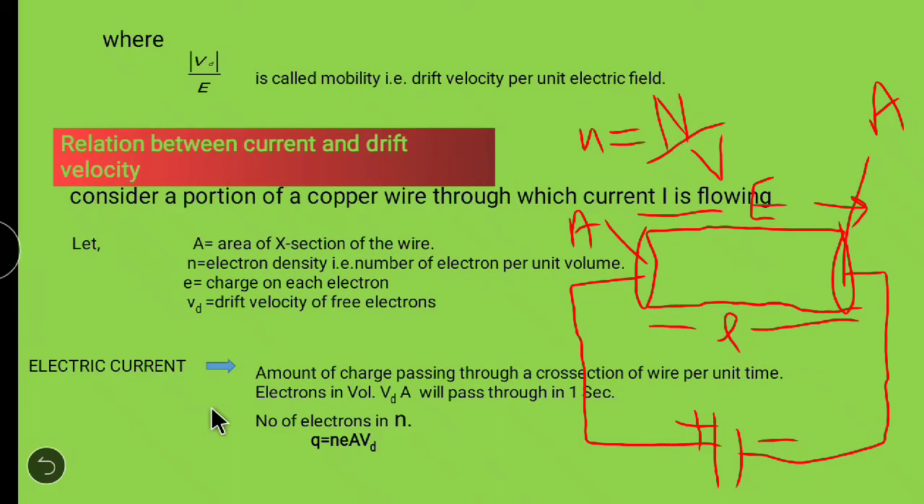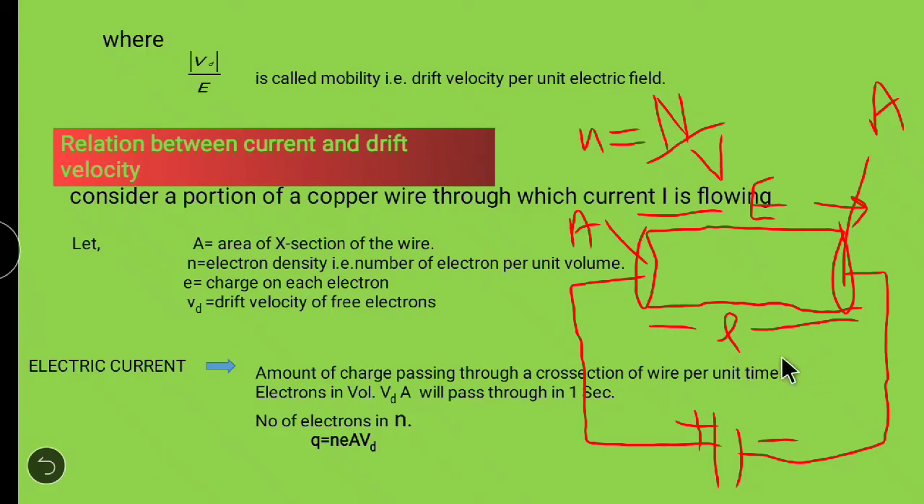So here I have mentioned the amount of charge passing through a cross section of a wire per unit time. Try to understand. The amount of charge passing through a cross section of a wire per unit time, what will it be called? Because I have mentioned per unit time, that will be electric current.